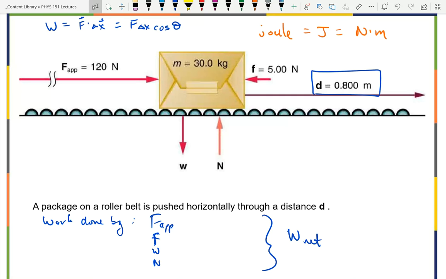Now, what about the force of friction? What's the angle between the force of friction and the distance? 180 degrees. And what's cosine of 180 degrees? Negative 1. And so we're going to have 5 times 0.8, that's 4, times minus 1, so minus 4 joules. Why isn't the force of friction negative if it's going the other direction? Well, the magnitude is 5. Okay, that's the magnitude. Gotcha. The cosine is taking into account the directions of both of them. That's a good question.